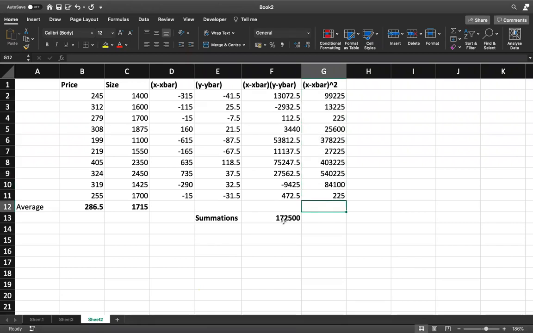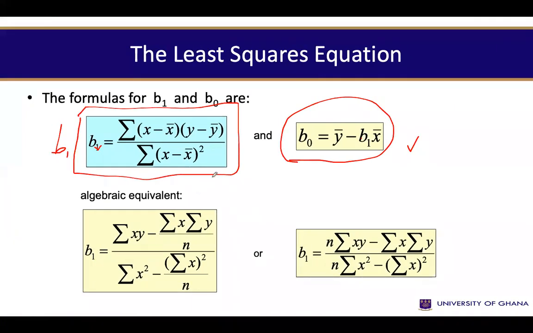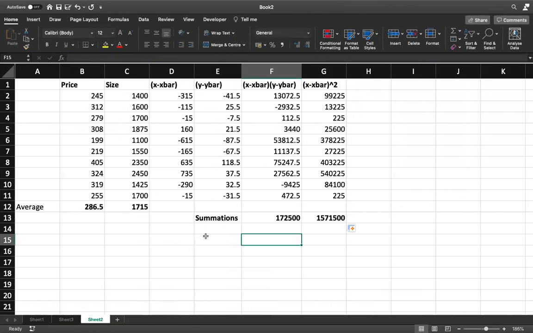This 0 is not supposed to be there, and then we have that. Okay, so we have everything that we need to solve. So we can now solve for our b1. Our b1 will just be equal to this divided by that, and this is what we got. I think this is the same answer that we got, right?